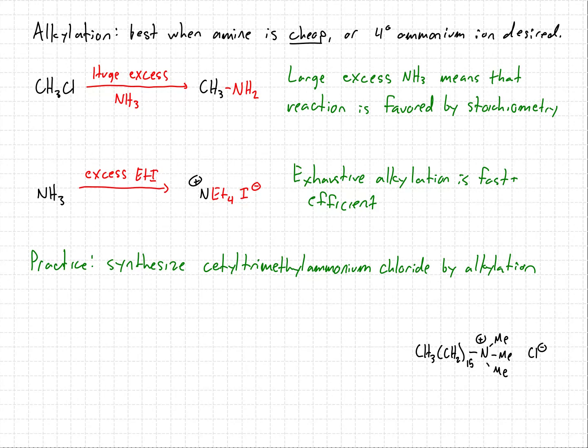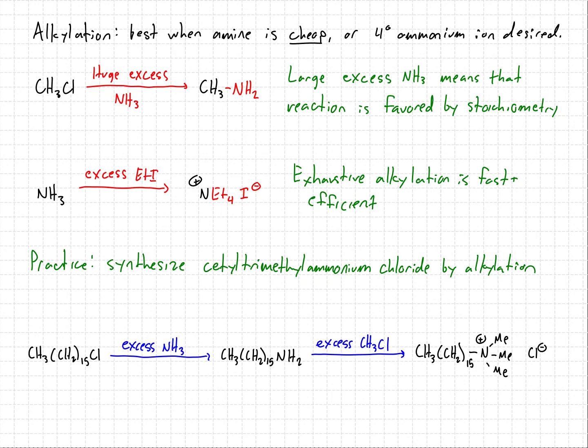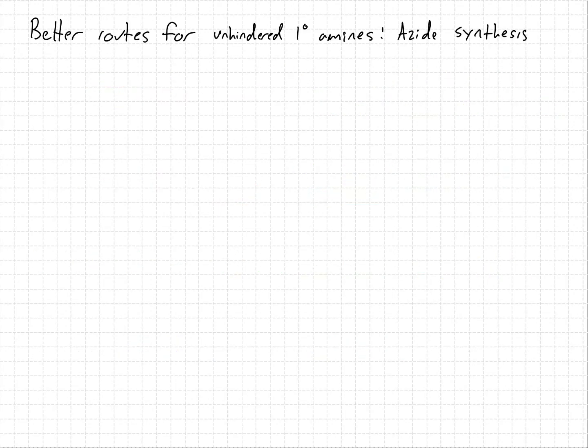The way we would start this process is by taking an alkyl halide and treating it with a large excess of ammonia. This would produce a primary amine, which we could then treat with a large excess of alkyl halide to get different alkyl groups substituted on the nitrogen atom. There are much better routes for amines that need to be substituted at primary carbons or at relatively unhindered carbons, which is synthesis using an azide.